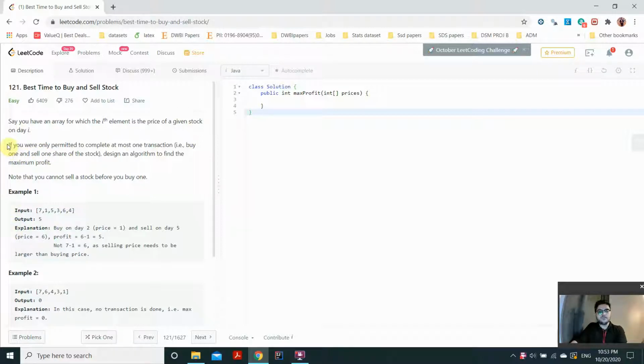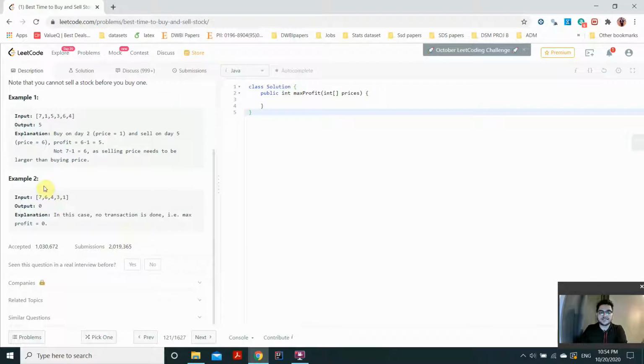It says if you were only permitted to complete at most one transaction, that is buy one and sell one share of stock, design an algorithm to find the maximum profit. The main thing we need to focus on here is at most one transaction. Considering the input 7 1 5 3 6 4, the maximum profit we could get is by buying the share on day 2 at price 1 and selling it on day 5, so the total profit would be 6 minus 1 equals 5.